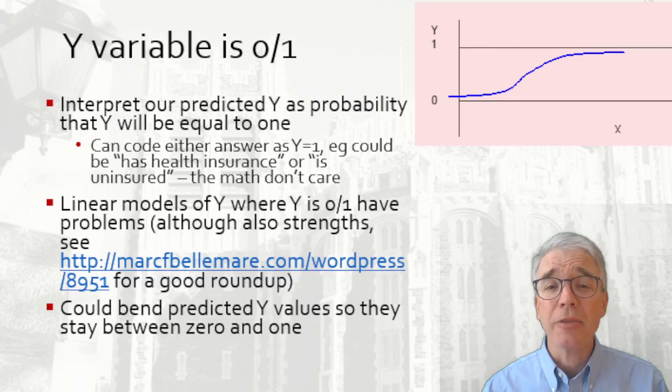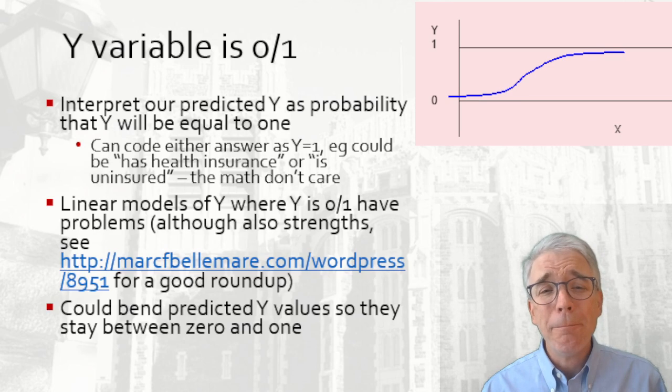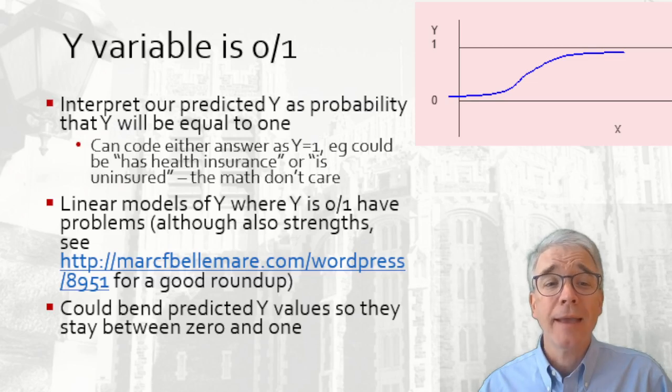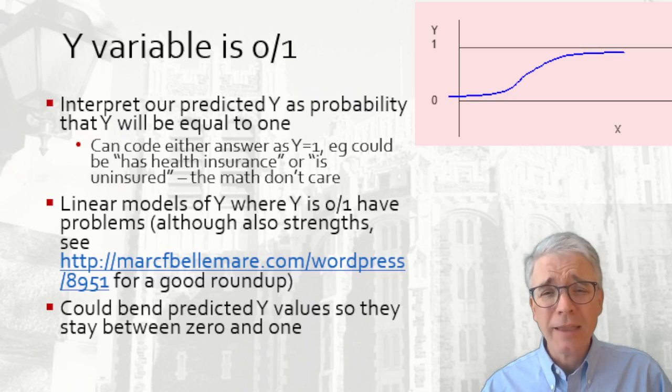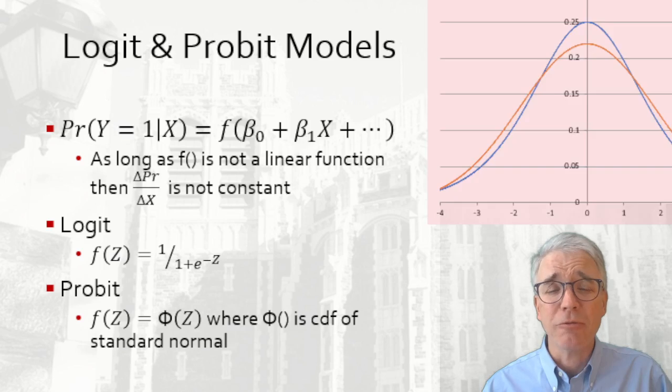Another modeling method is called logit or probit, which are ways to bend the function so it asymptotes towards 1 as x gets higher, asymptotes towards 0 as x gets lower. It doesn't actually cross those. It's not going to be higher than 1 or lower than 0. It looks basically more like a CDF, cumulative distribution function.